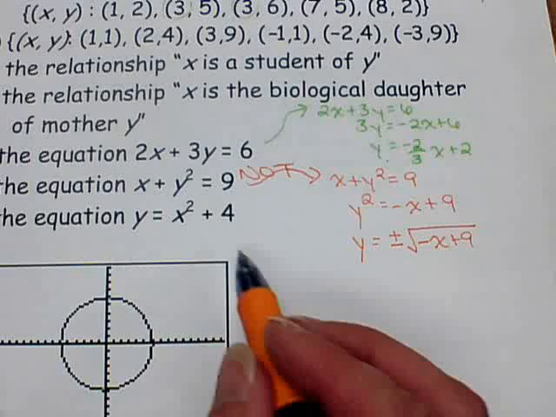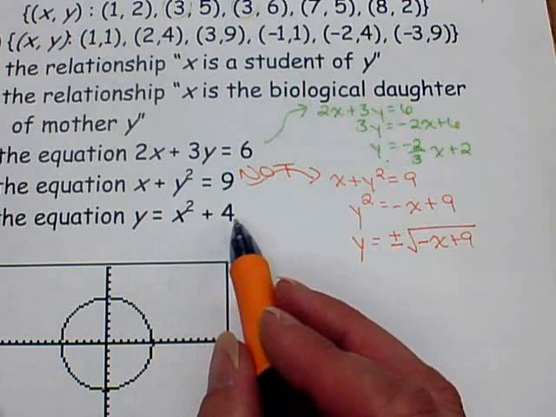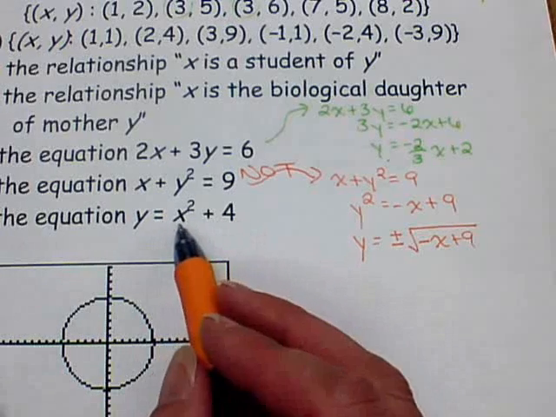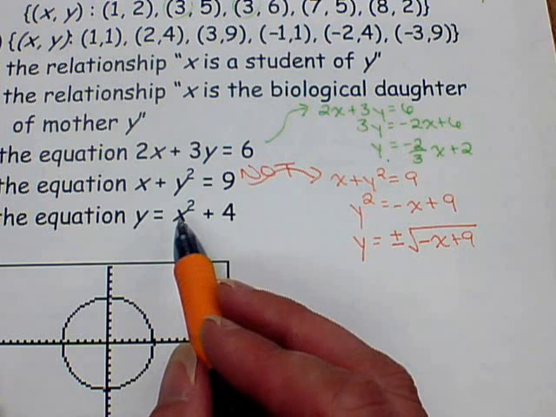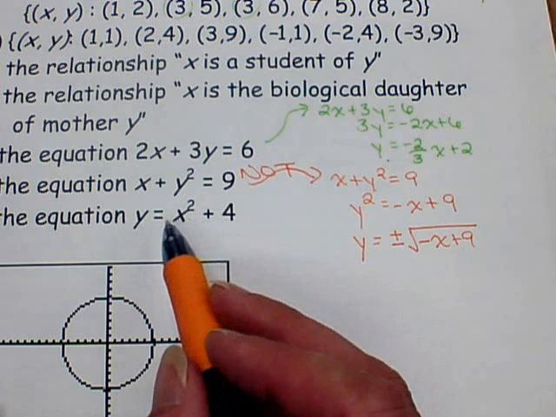Uh-oh. That means no matter what I plug in for X, there's two options for Y. So this one would be not a function. This next one, Y equals X squared plus 4. Well, it's already solved for Y.